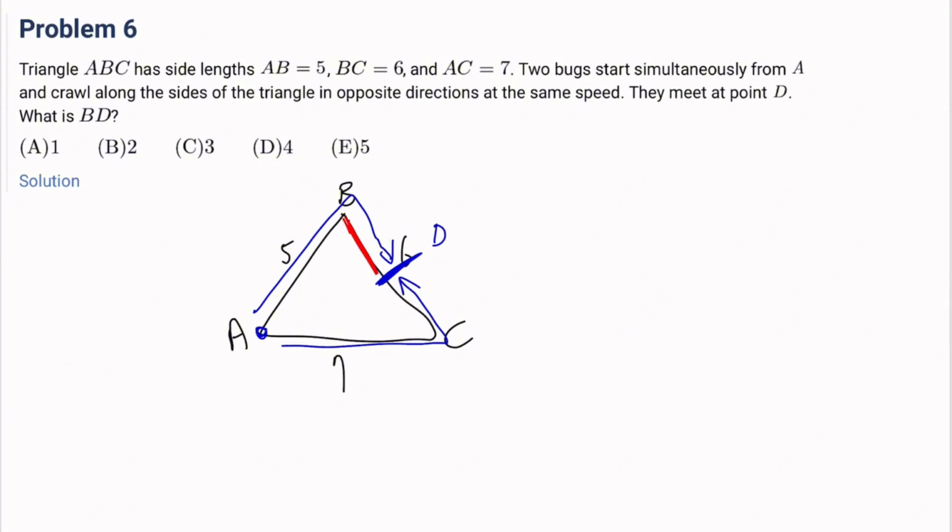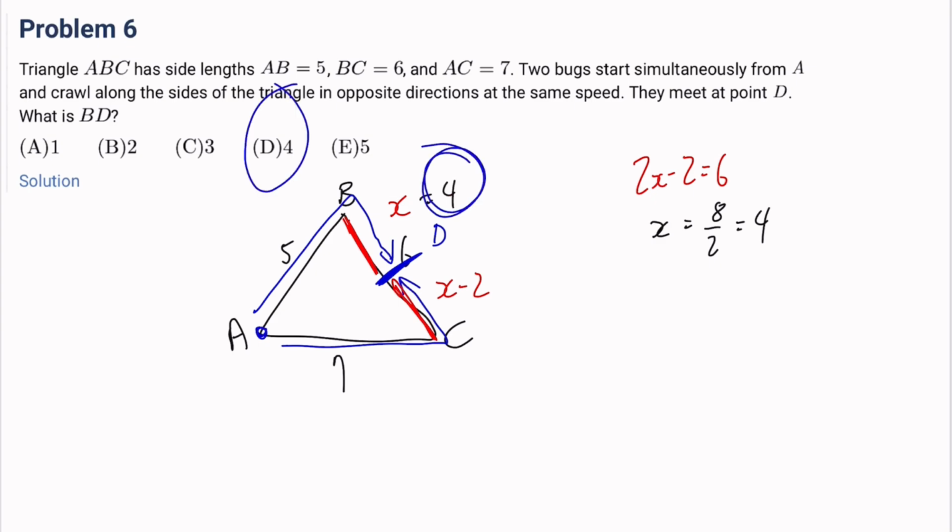If we say that length is x, then since 5 plus x must equal 7 plus this much, that means this is x minus 2. And since the whole thing is 6, that means 2x minus 2 equals 6. So that will mean x equals 8 over 2, which is 4. Right, so x is 4. The answer is 4, which is D.